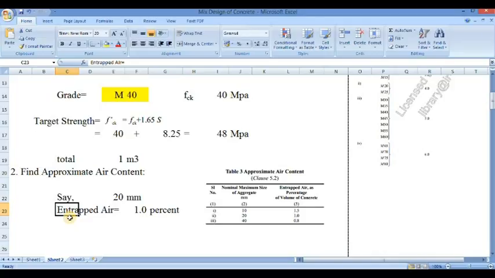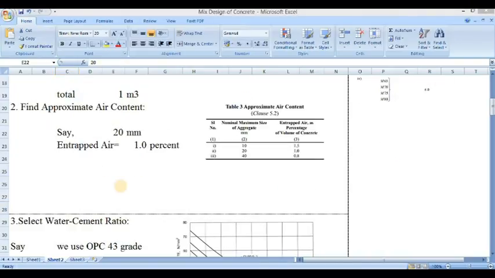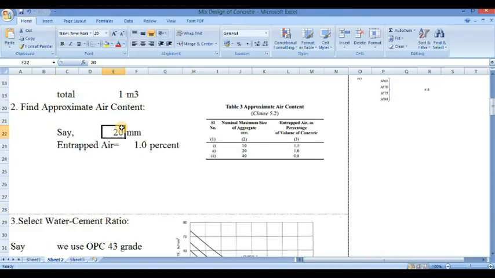That's why during placement of our concrete we use a vibrator to remove this entrapped air. So what does the code suggest? The code suggests if we use the maximum size of our coarse aggregate as 20 mm, in that case the entrapped air is considered as 1%. 1% means, in our case the total volume of wet concrete is 1 meter cube, so 1 divided by 100. This is the volume of your entrapped air. That means you can consider it as 0.01 meter cube.